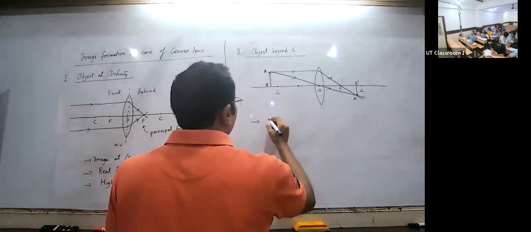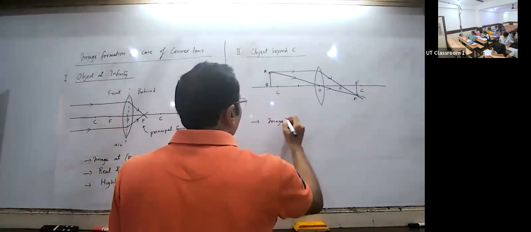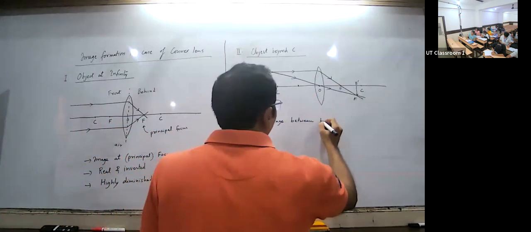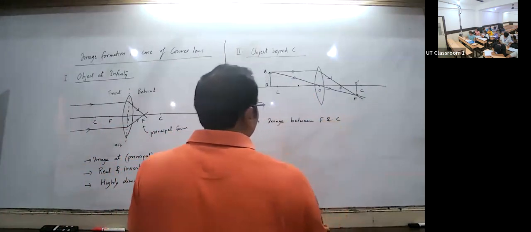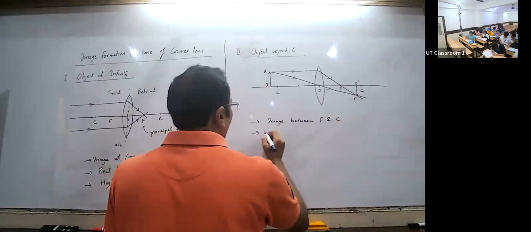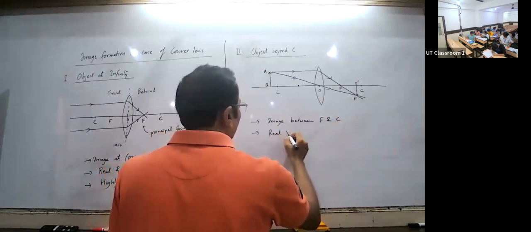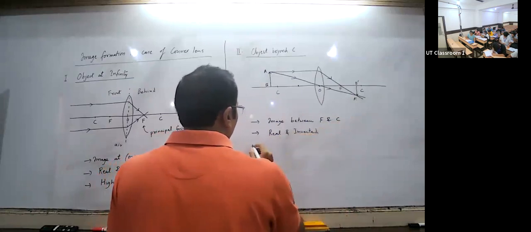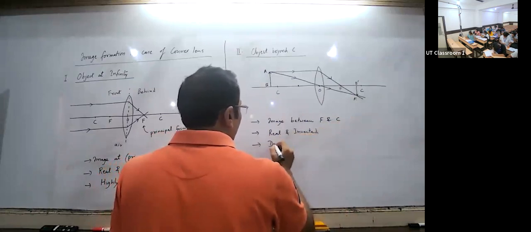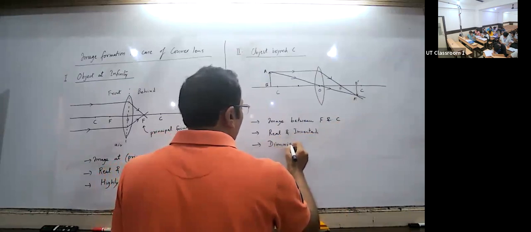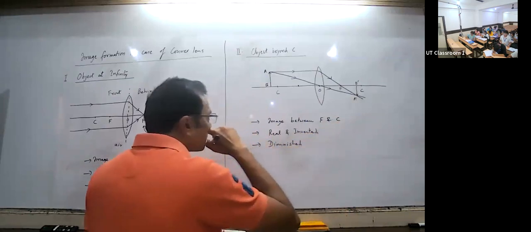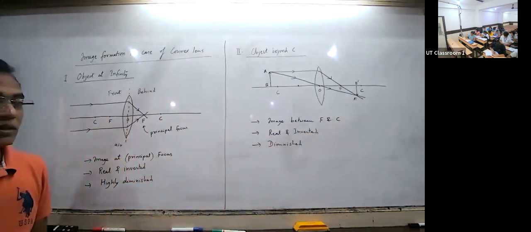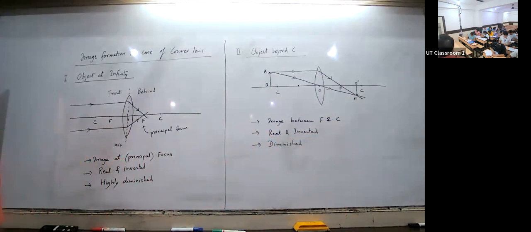The image is between F and C. Real and inverted. And it is diminished. Same way, right? The only difference is the image is forming behind the lens.